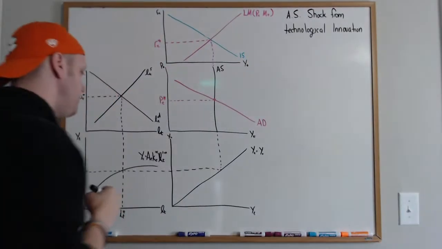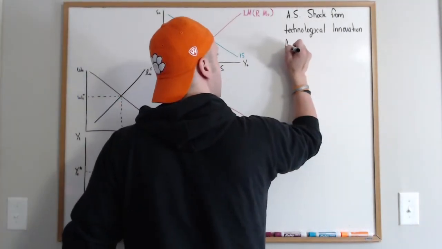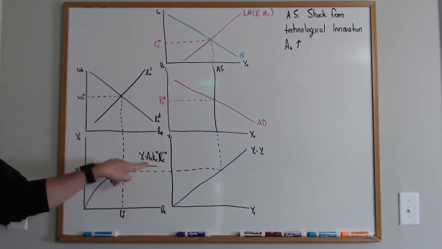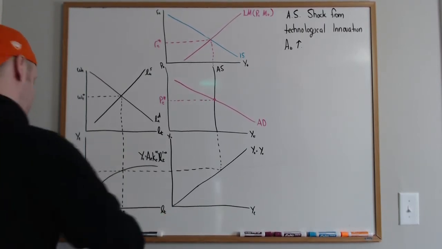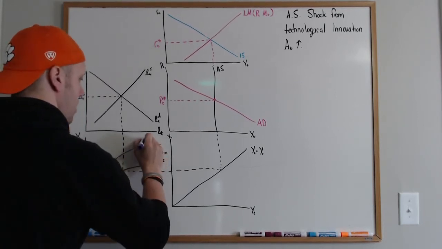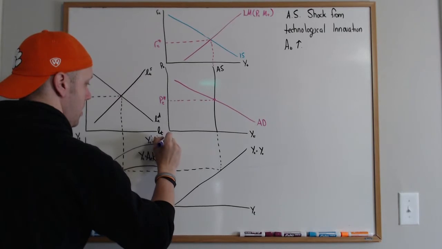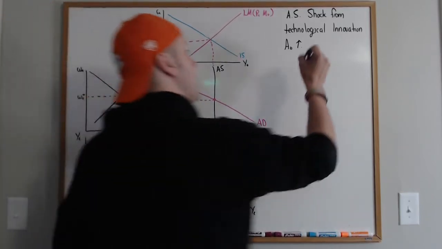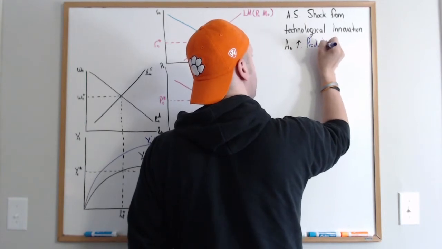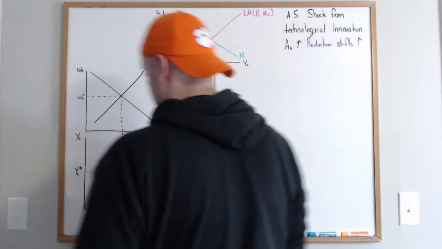From technological innovation. So what do I mean by that? Well, what I mean is this production function here is going to experience technological change, an increase in technology, A. So A increases. When A increases, this curve here shifts. Now, I had a pretty drastic shift because I didn't want to draw over this. So when there's a technology shock that's positive, production is going to shift up.